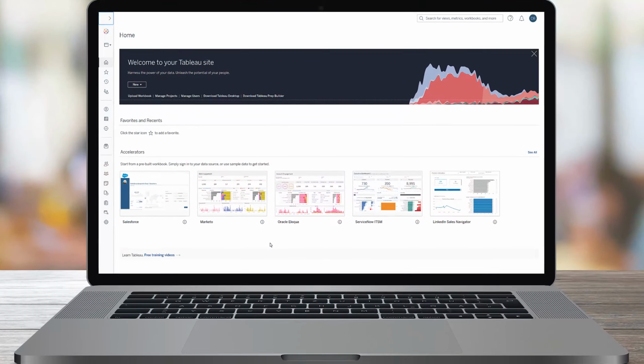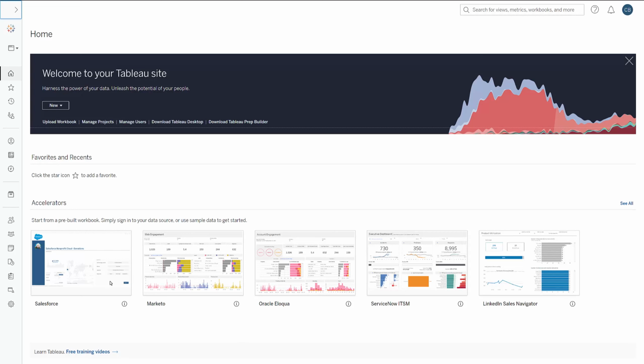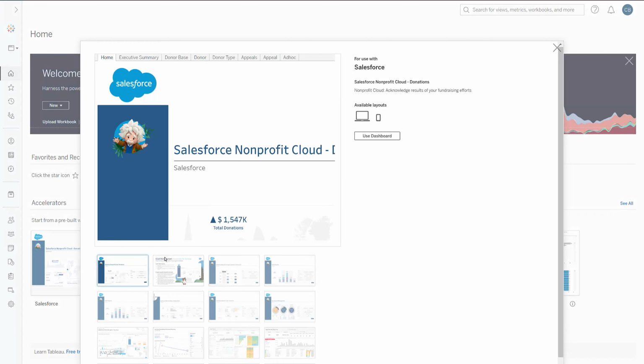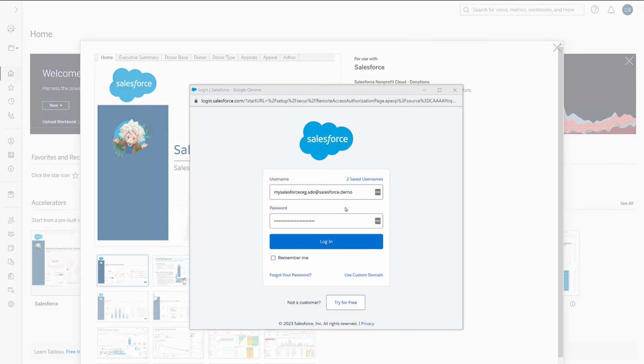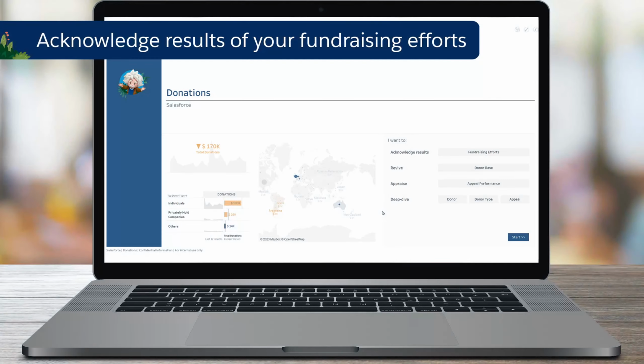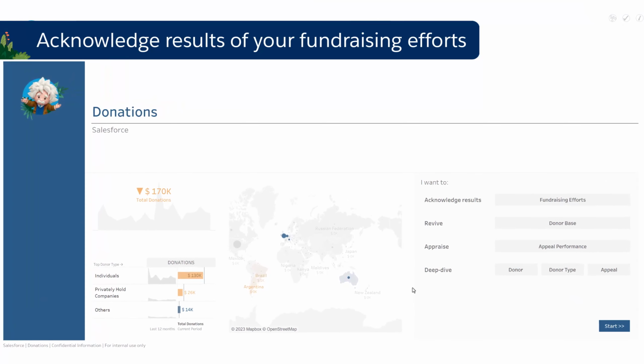With the Donations Accelerator for Salesforce Nonprofit Cloud, you are one click away from increasing the relevance of your donations data. From your Tableau Cloud site, connect to your Salesforce org and instantly get a ready-to-use solution. This accelerator allows you to acknowledge the results of your fundraising efforts.